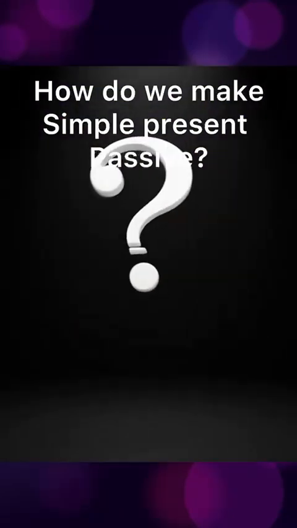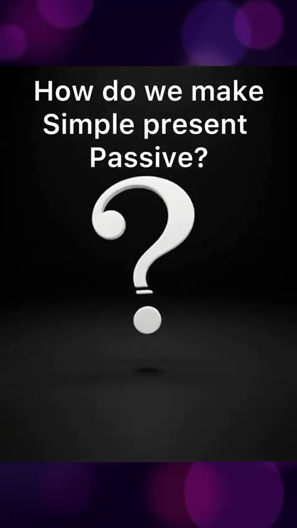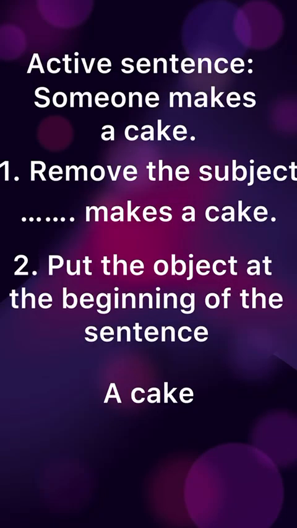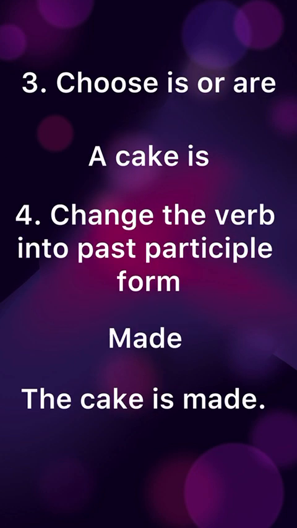Now let's see how we can build the simple present passive. For example, the sentence "someone makes a cake," which is an active sentence. To change it into a passive sentence, first we remove the subject. Then we put the object instead of the subject at the beginning of the sentence, a cake. In the next step, we must choose between is or are, and because a cake is singular, we choose is. A cake is. And now we change our verb into the past participle form.